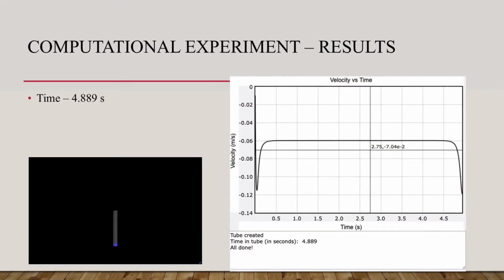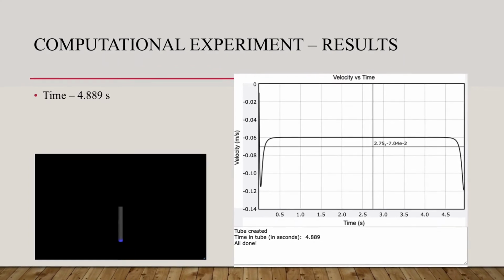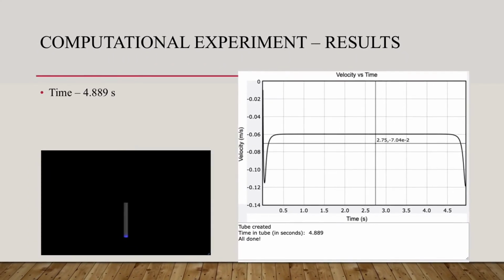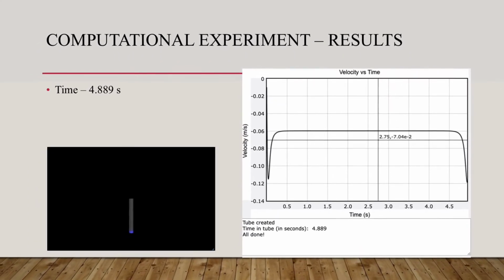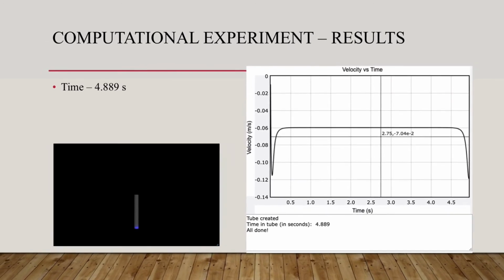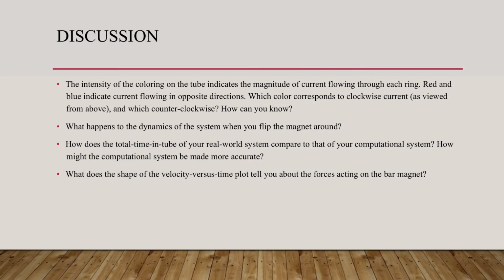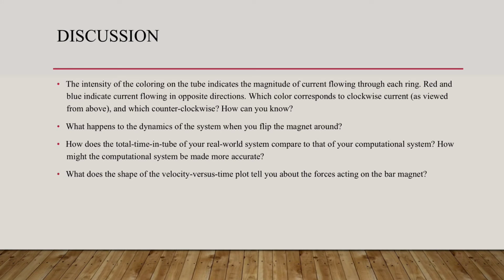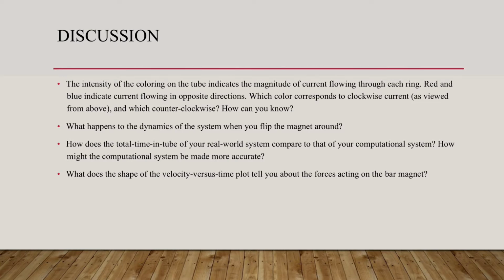The time found in the computational model is 4.889 seconds, which is larger than the time found in the visual model. The difference between the computational model time and the visual model time indicates some discrepancy between the two and can be further analyzed in the following discussion questions.